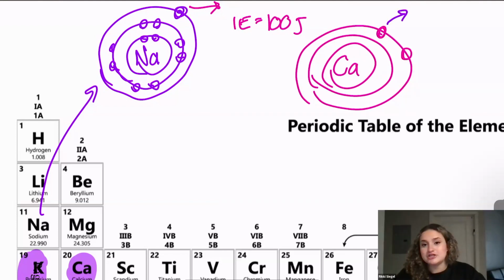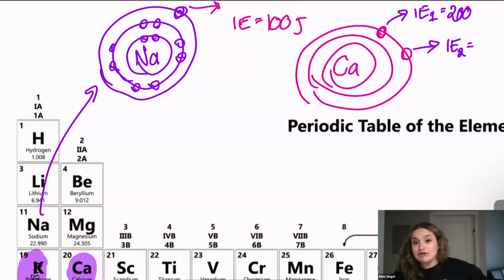If we look at calcium, I'm just going to draw it like this too. That first ionization energy, he's like, yeah, take it. It's fine. And same with the second one. So ionization energy 1 of calcium is also, we'll call it, 200. Ionization energy 2, he still wants to get rid of it, but it is going to take a little bit more energy to remove it now.